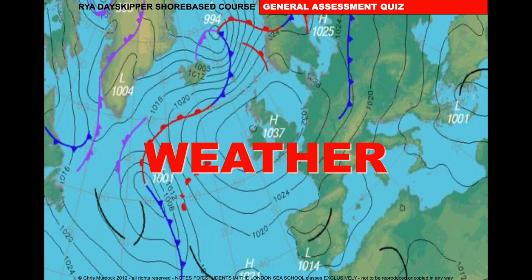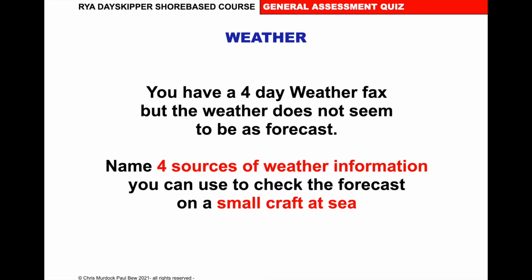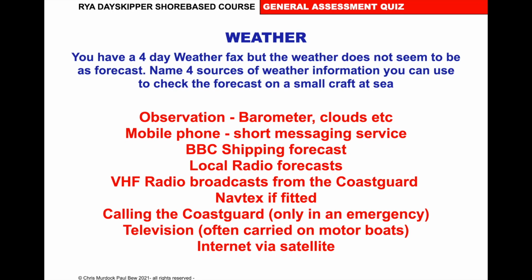Now let's have a look at weather. You have a 4-day weather forecast, but the weather doesn't seem to be as per your forecast. So name 4 sources of weather information you could use to check the forecast on a small craft at sea. So what can we use? Let's have a look. Observation. Your barometer, which measures the air pressure. If it's going up or down quickly, it means it's going to be windy.